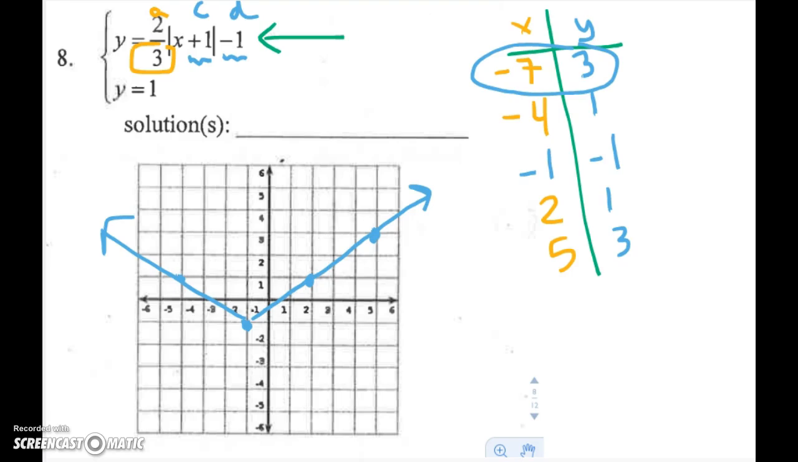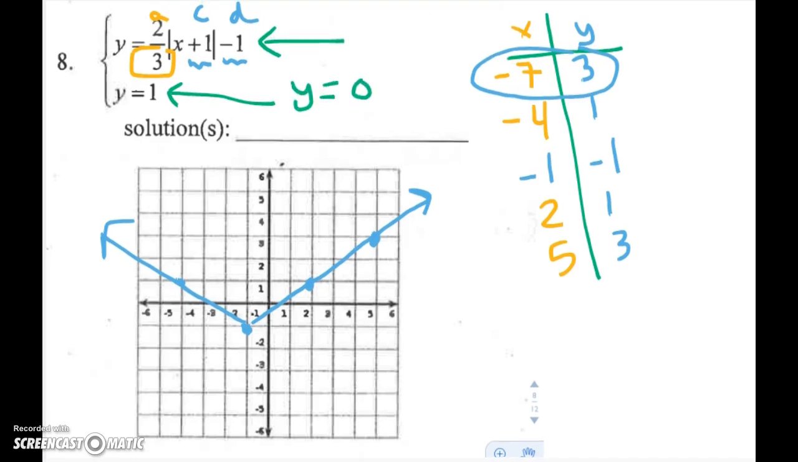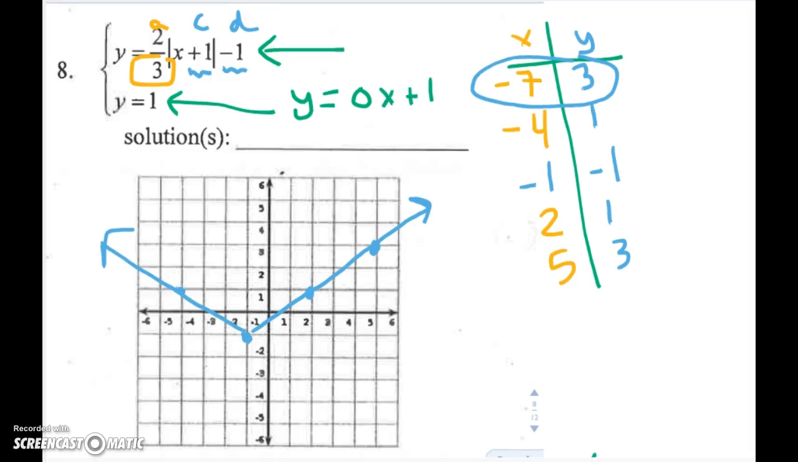Now if I want to graph the second function, y equals 1, it's been a while since we've done this, but whenever I have a y equals a single number, I want you to remember there is no slope here. We could think of this as y equals 0x plus 1. And whenever I have a slope of 0, I just get a horizontal line. Or we could also think about where all the y values are equal to 1. So I'm going to graph a horizontal line where y equals 1.